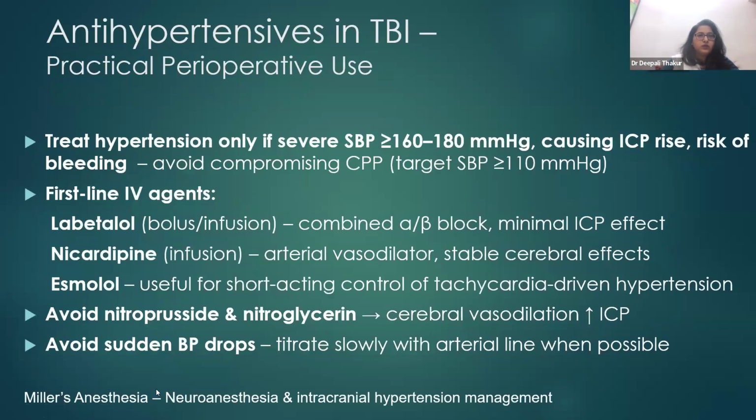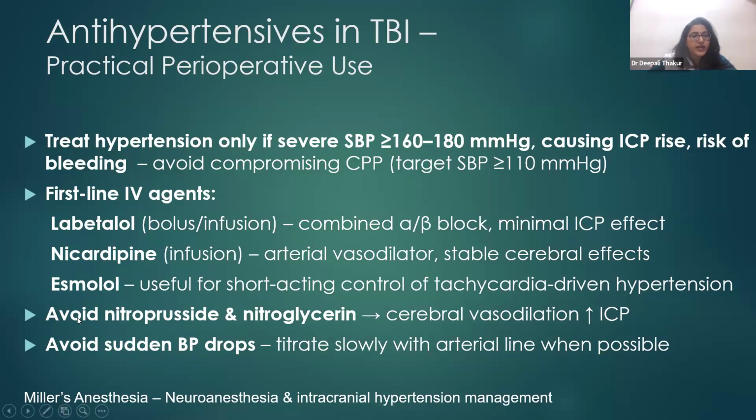Coming to hypertension treatment. So when are we going to treat hypertension? Yes, not all patients present with hypotension, right? There are some patients like SAH, already hypertensive patients, old age patients, they do present with hypertension. So whenever the systolic BP is more than 160 or 180, with rising ICP and risk of bleeding, there we are treating hypertension. The first line of agents which we are using is labetalol, nicardipine, esmolol, depending upon the situation.